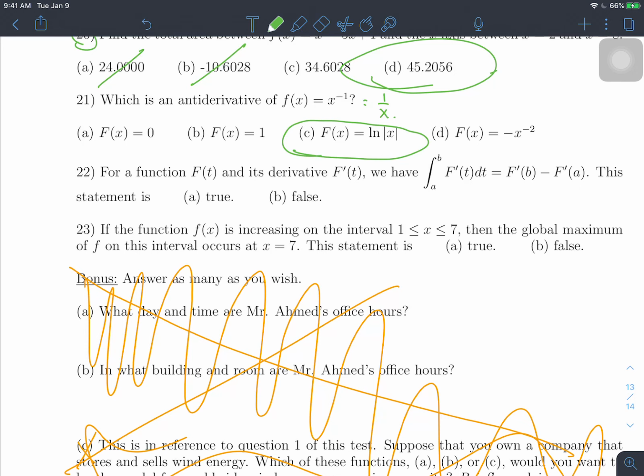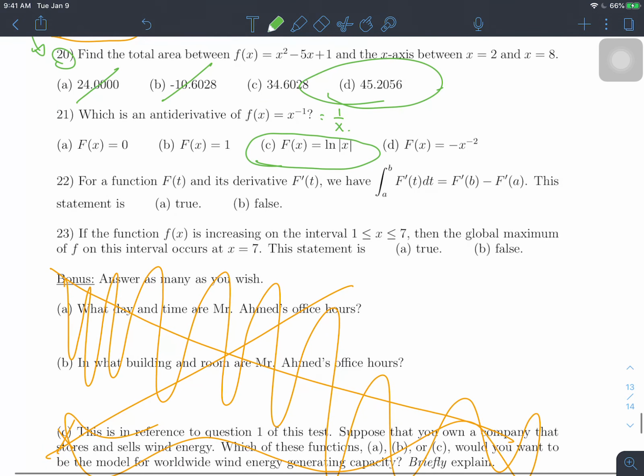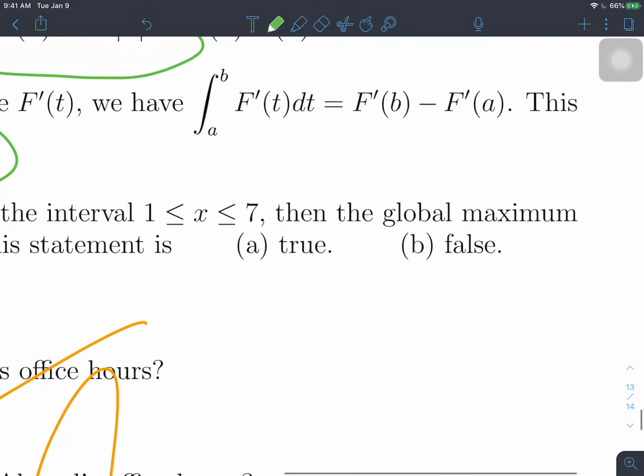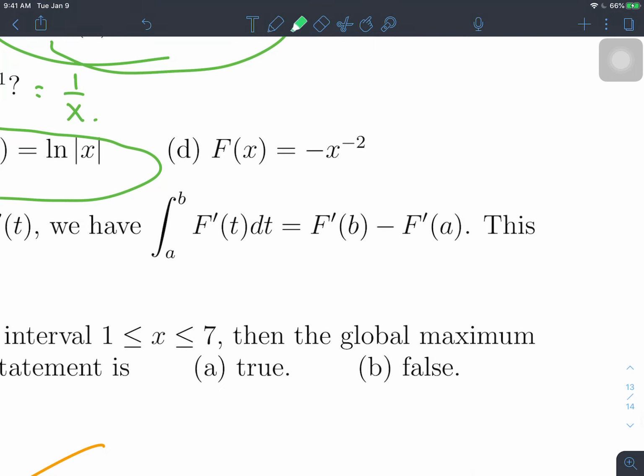All right, for a function capital F of t and its derivative capital F prime of t, we have the integral from a to b of capital F prime of t is equal to capital F prime of b minus capital F prime of a, and we're supposed to say whether this is a true or false statement, and it is mega false. Here's why. We should not have these primes here. It's true that this is equal to capital F of b minus capital F of a. That is what the fundamental theorem of calculus says.